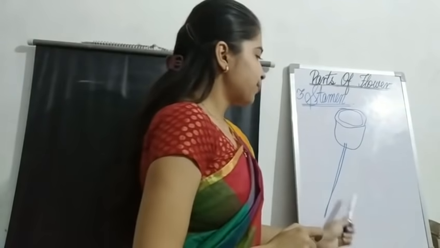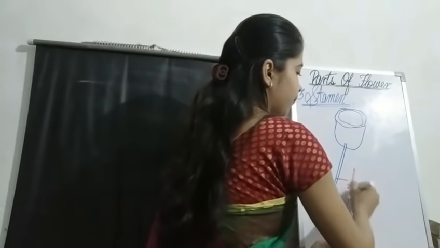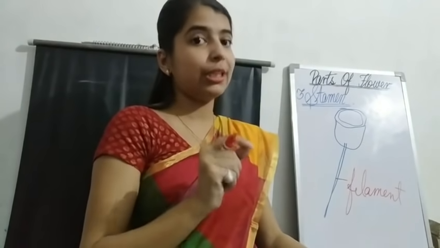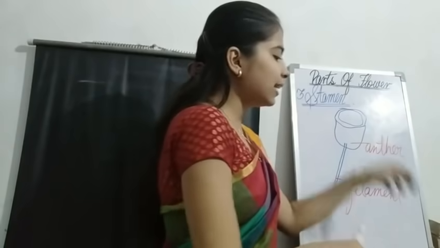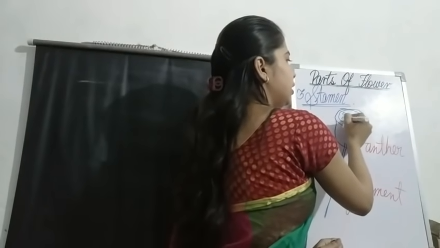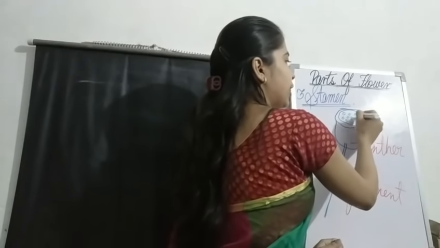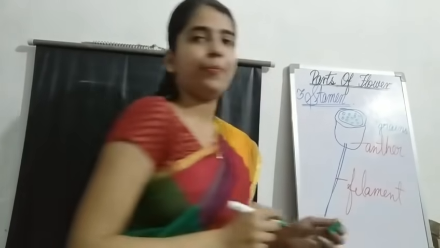Clear? This thin stalk of the stamen is called the filament. What is it called? Filament. And the top broad portion of the stamen that you see is called the anther. Inside this anther, what is actually contained is a very tiny yellow powder-like substance. This is called pollen grains, or simply pollen.